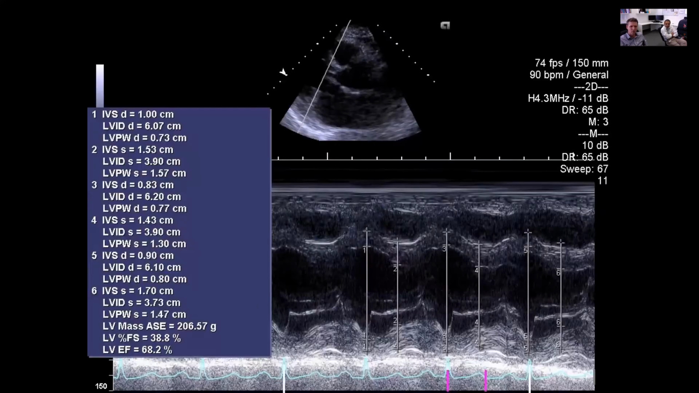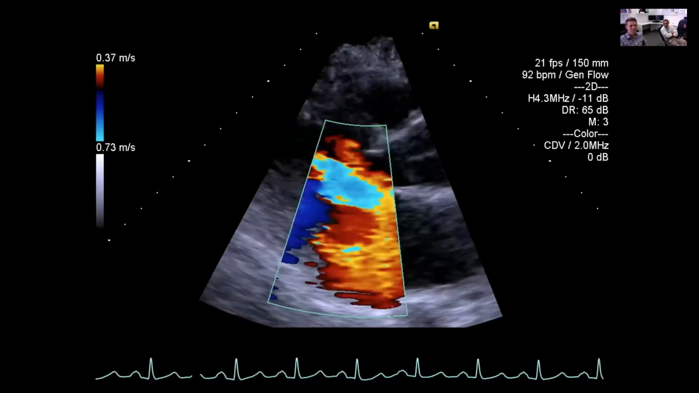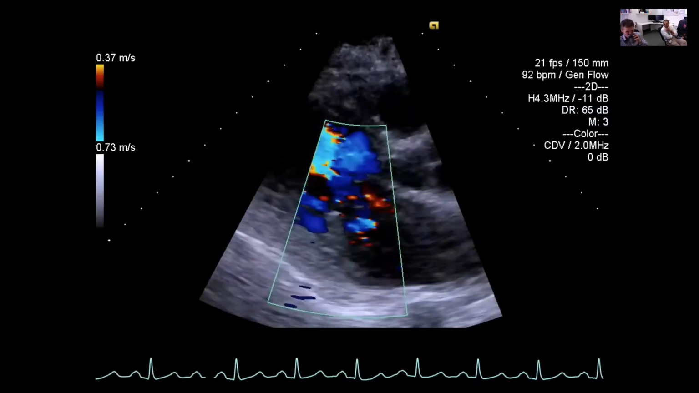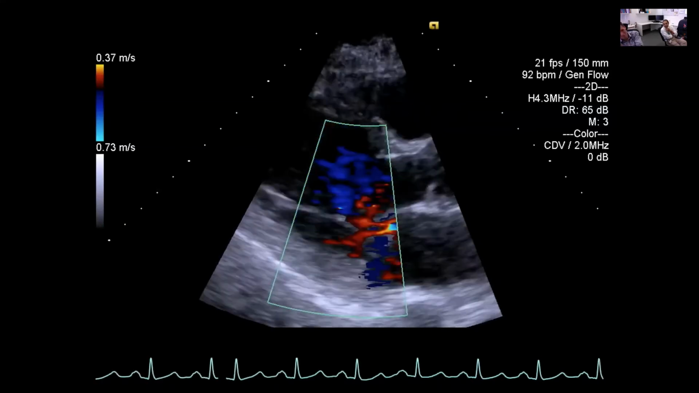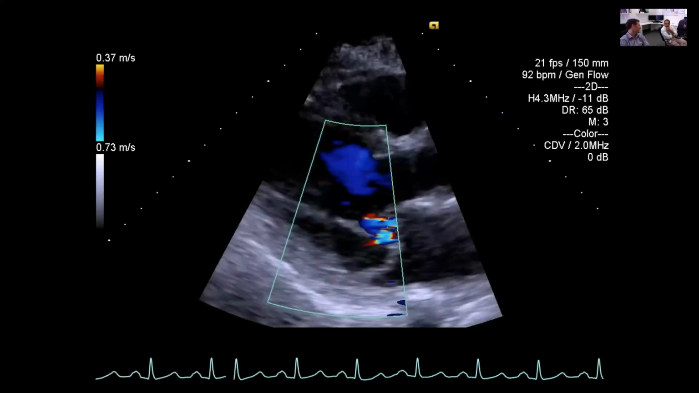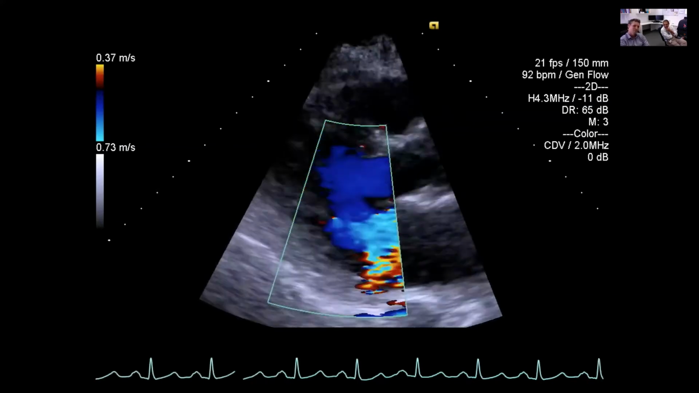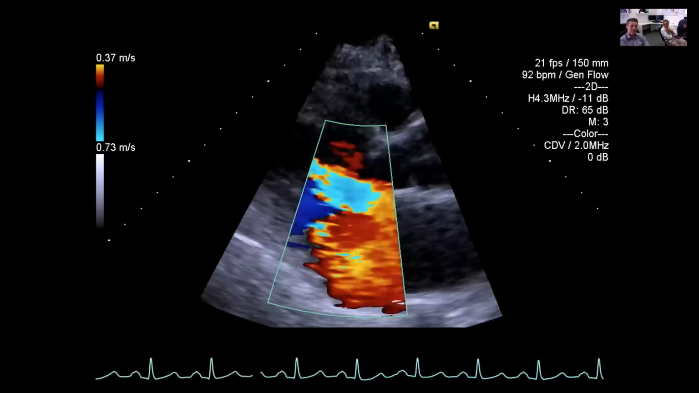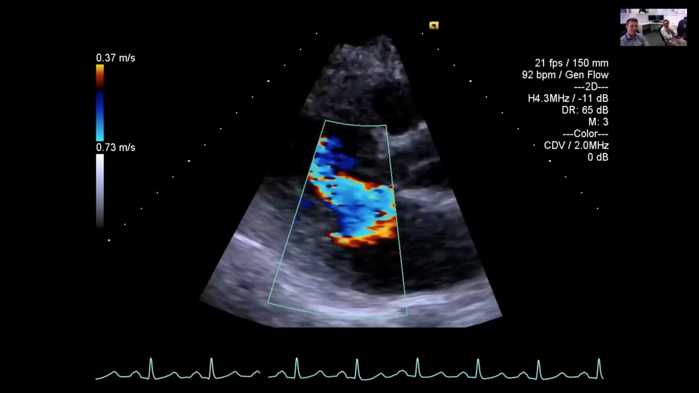So this is color Doppler across both the mitral valve and part of the LVOT, and the main concentration here is on the mitral valve. I can't really comment on the severity, but it looks like at least moderate to severe mitral regurgitation.